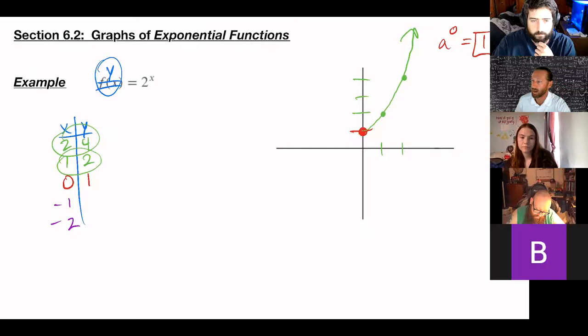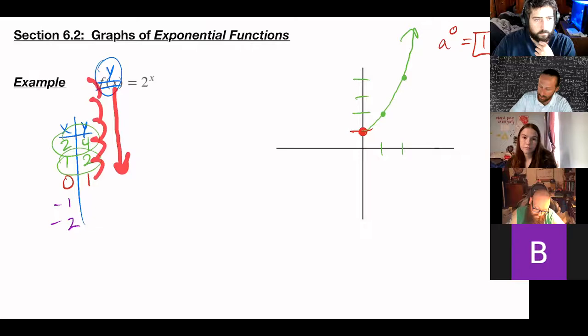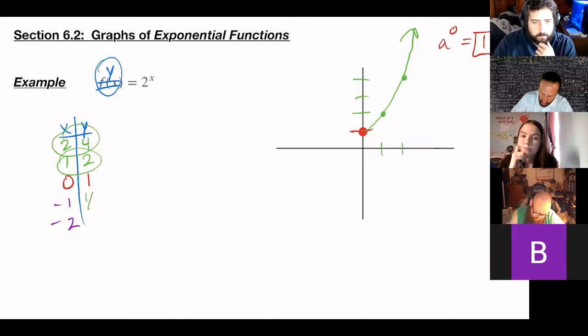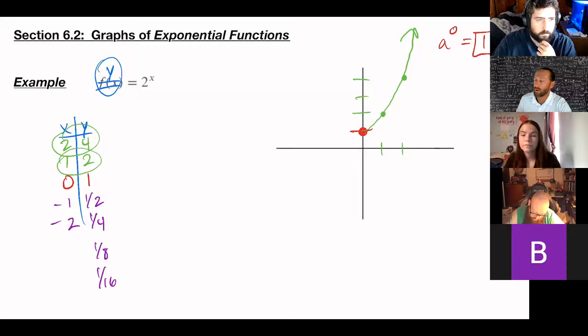Well, guys, remember I said it was doubling each time? What happens if we went the other direction? Our x's got smaller. Instead of doubling, what would we have to do to go backwards? Half. Very good. So I know that if I took 1 and I took a half of that, and then half of that, and then half of that, and half of that. By the way, guys, what happens when you take half of something? What are you always left with?